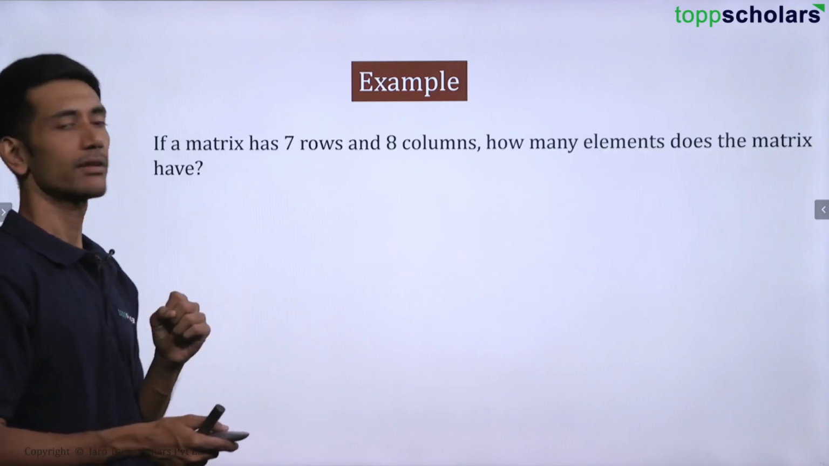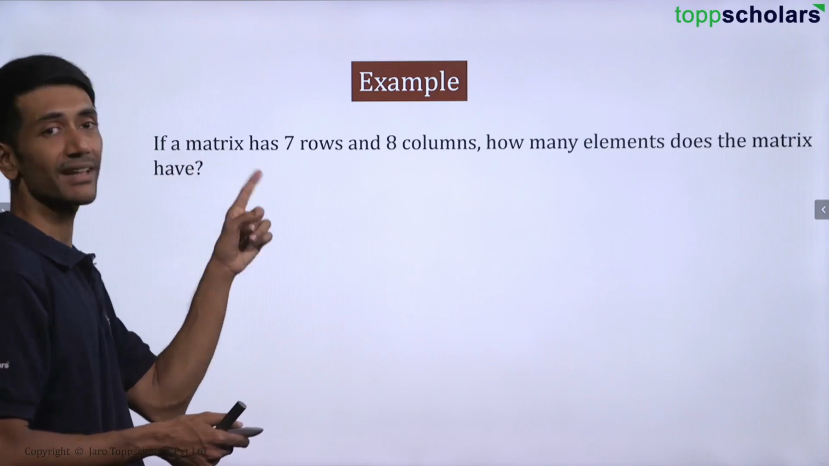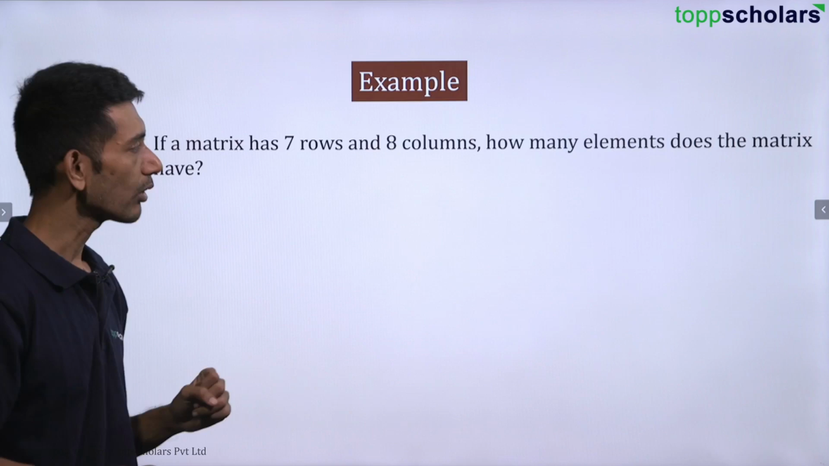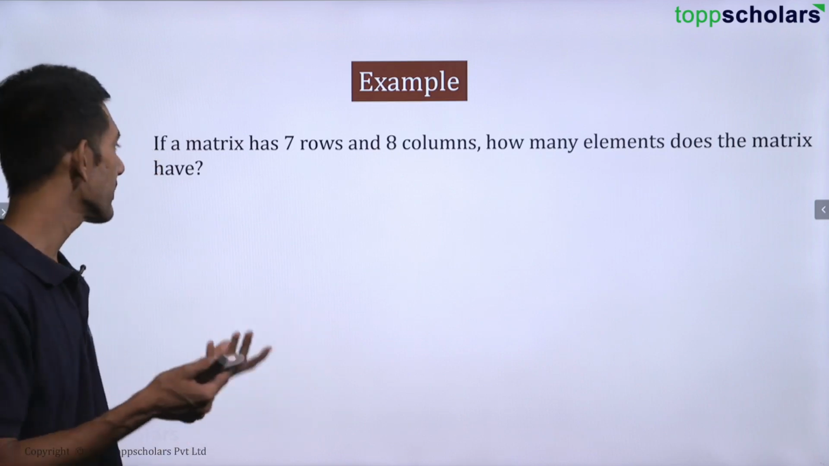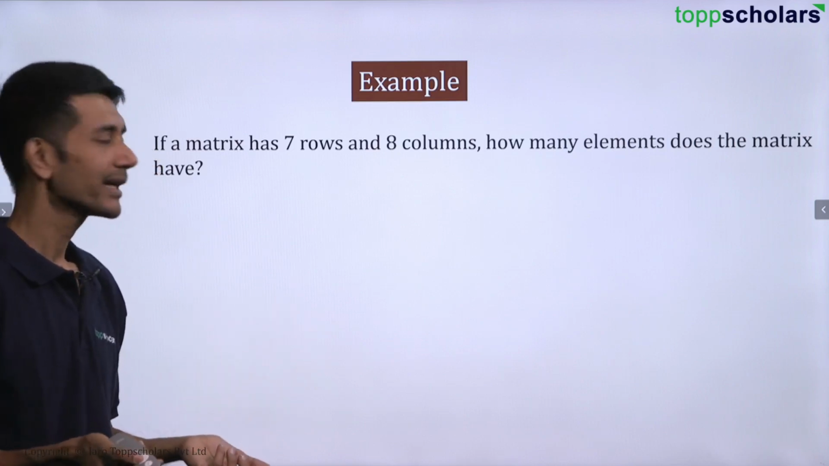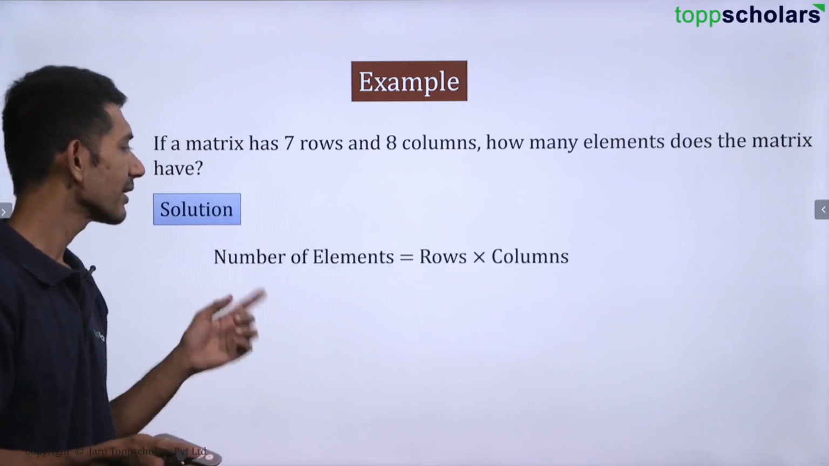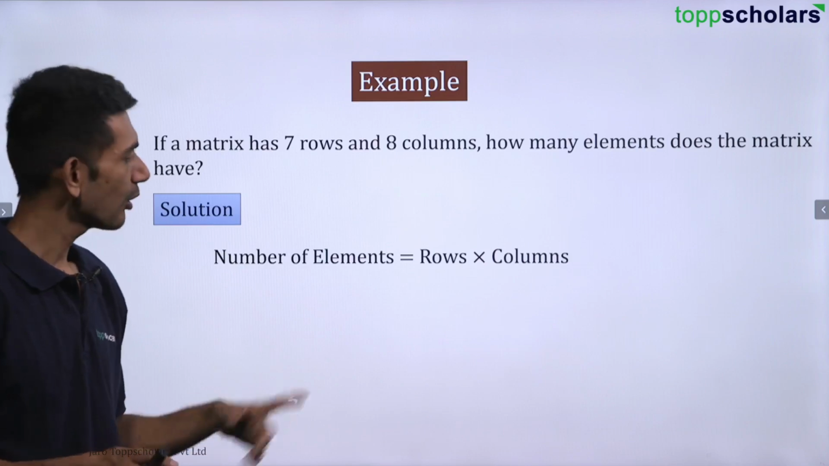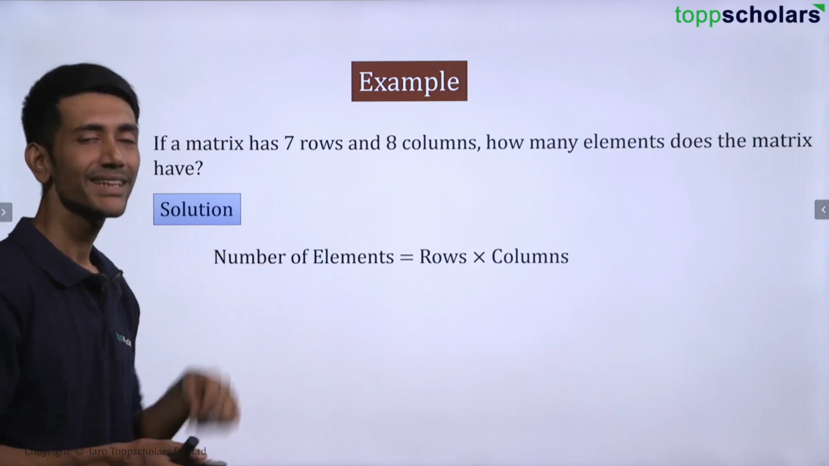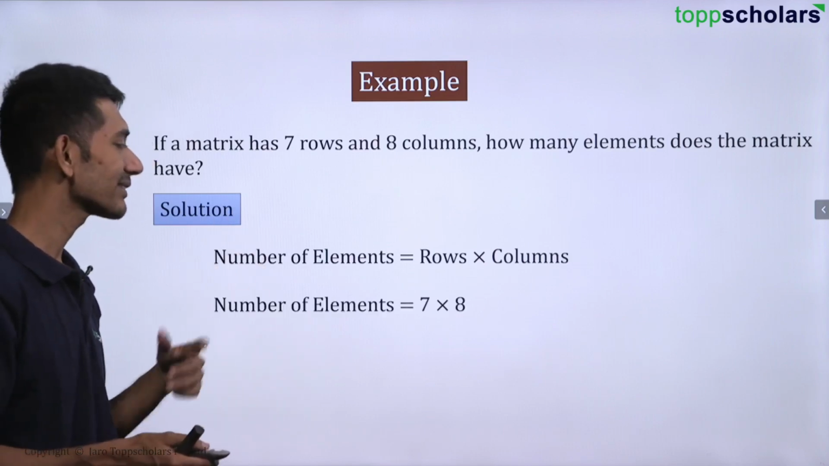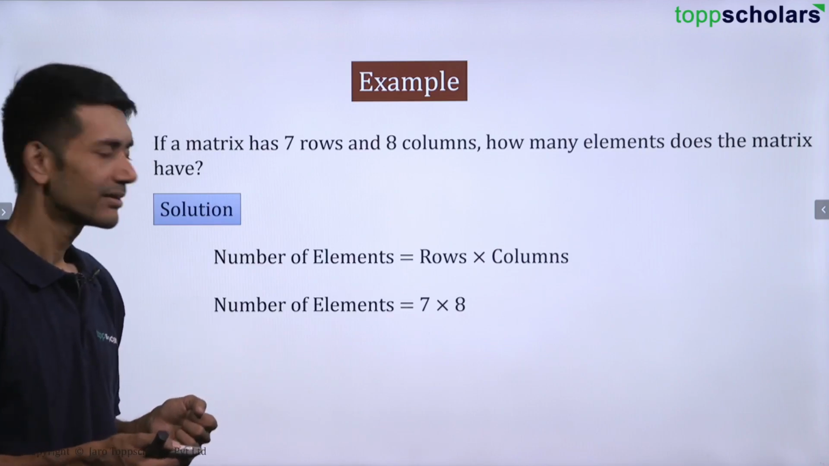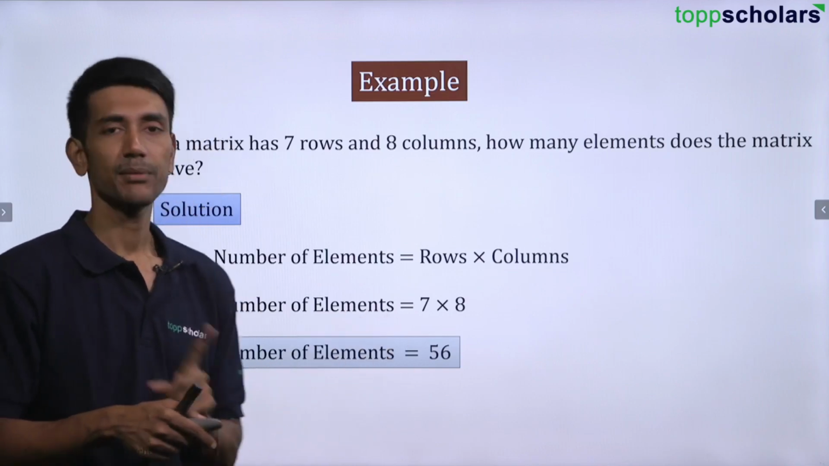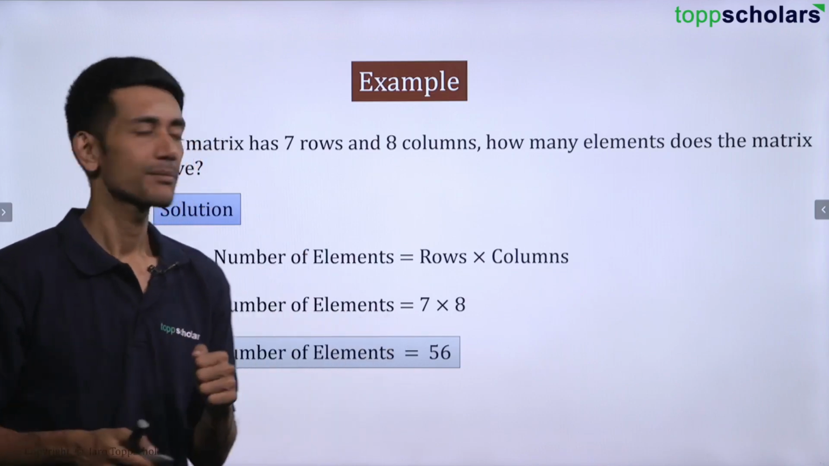Now have a look at this. The question says, if a matrix has 7 rows and 8 columns, how many elements does the matrix have? Simple question again. We know that the number of elements is nothing but rows multiplied by columns. How many rows are there? 7. How many columns are there? 8. Multiply it. How much is 7 into 8? 56. So yes, there are 56 elements in that particular matrix.